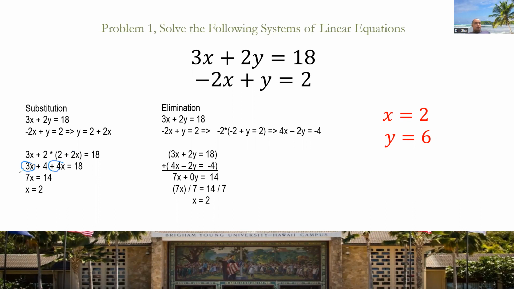3x and a 4x make a 7x. And you can subtract 4 from both sides, and you'll end up with 7x equals 14. Divide both sides by 7, and then you have your x value. Once you have your x value, you can plug it into any one of these equations, or this might be the easier one. You plug it in wherever. And so 2 times 2 is going to be 4. Add that to 2. You end up with y equals 6.